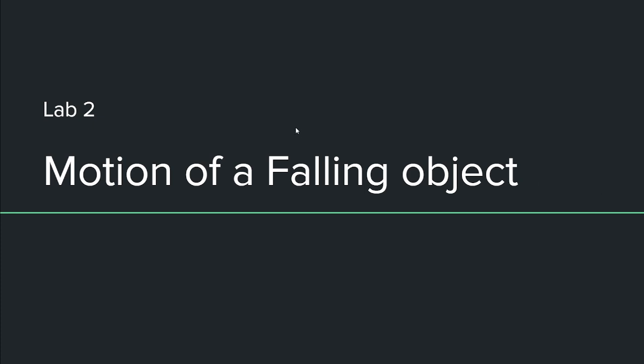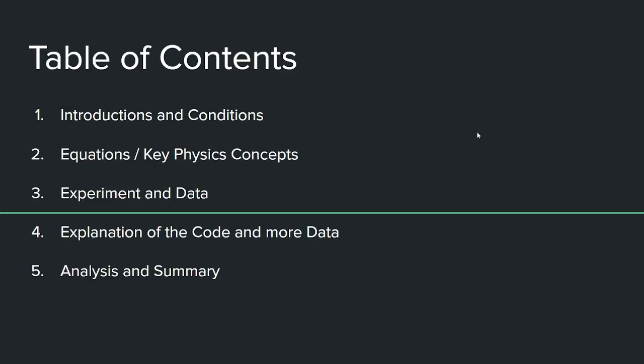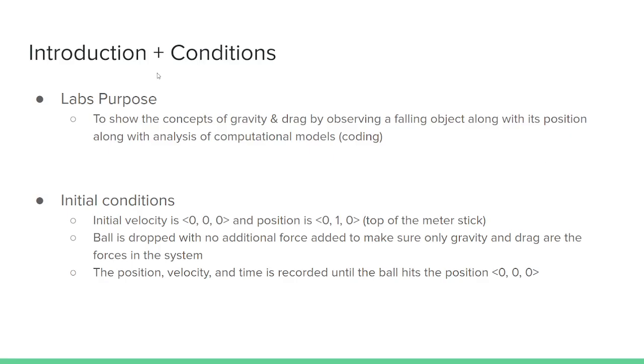This is my lab 2, a motion of a falling object. Alright, so the table of contents. So we have the introduction and conditions, equations and key physics concepts, experiment and data, explanation of the code, and analysis and summary.